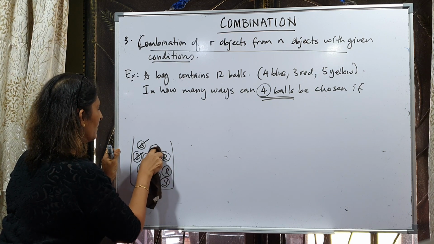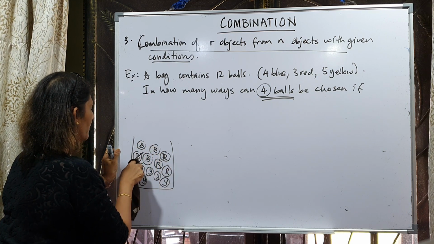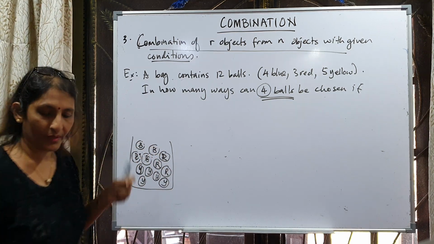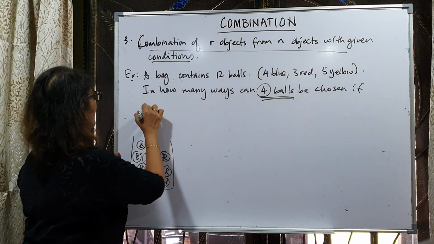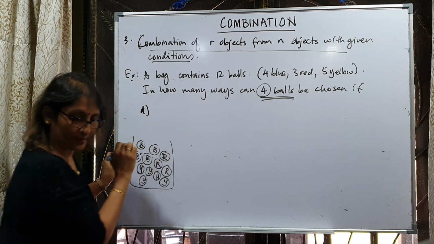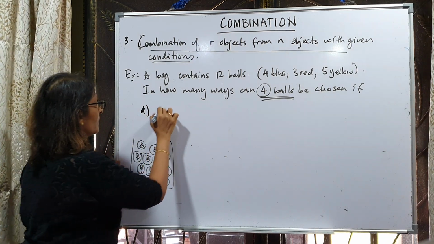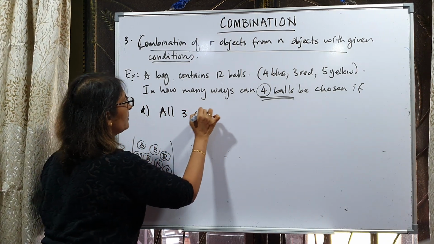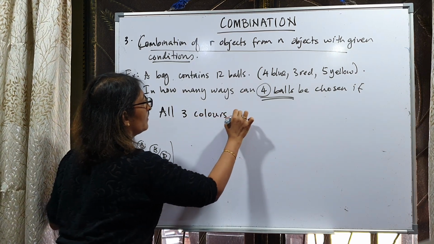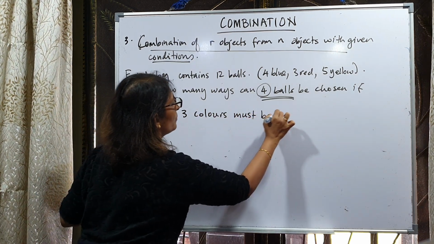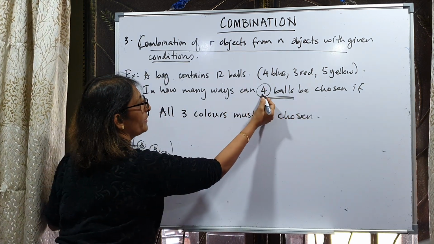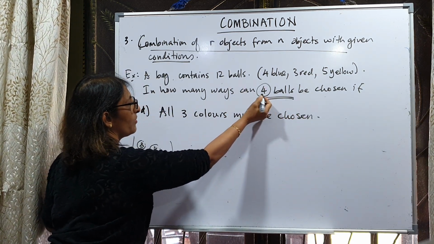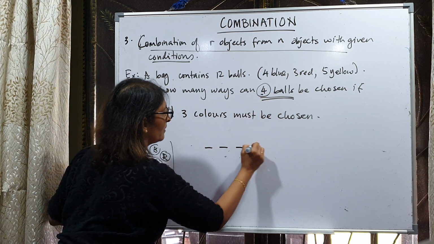Okay, let's rub this one off. Back to the same thing. D. All 3 colors must be chosen. Alright? So again, we go back to the question. You need to pick 4 balls. So we put 4 dashes.